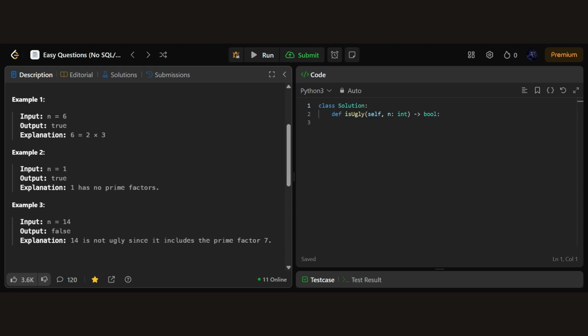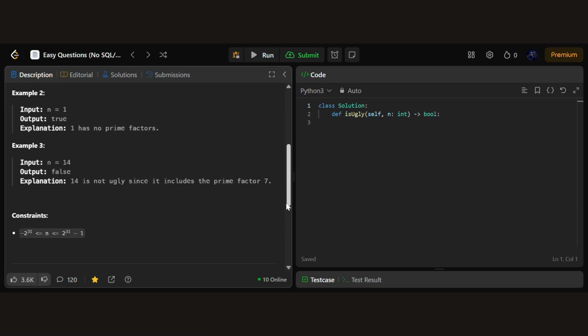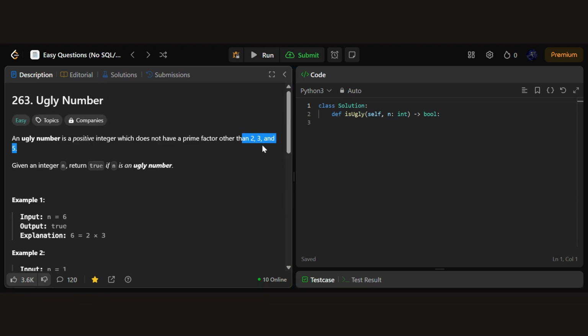1 has no prime factor, so obviously 1 would just be true. And n is equal to 14. 14 is not an ugly number since it includes the prime factor 7. 7 times 2, which equals 14. And 7 is not one of the factors over here.